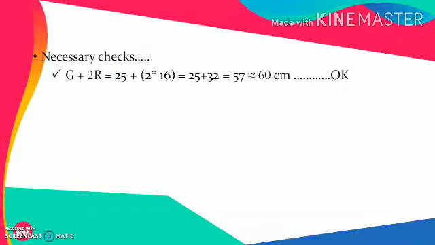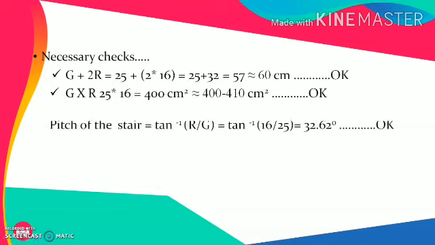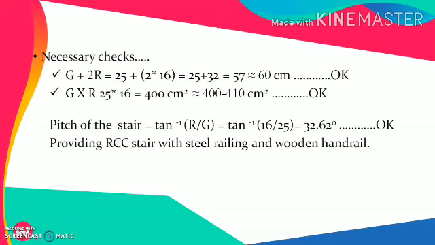So we will now try to get the necessary checks. G plus 2R equals 2 into 16 plus 25 equals 57 centimeter, so it is acceptable. Then G into R equals 400 square centimeter, 25 into 16, so it is once again acceptable. The pitch of the stair can be calculated as tan inverse of rise upon going, so it comes around 32.62 degrees. I hope you remember that permissible pitch is around 38, so it is once again acceptable.